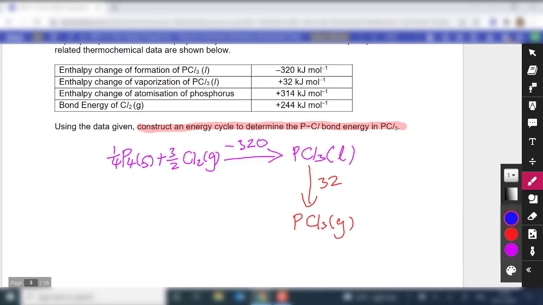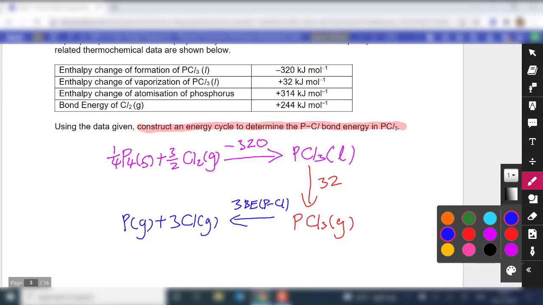Okay, and then what I'm going to do now is I'm going to atomize my phosphorus as well as Cl2. The reason is once I subject PCl3 to the relevant bond energy, in this case 3 multiplied by the bond energy of P-Cl, what I'm going to end up with will be the relevant gaseous atoms. In this case, 1 mole of phosphorus gaseous atoms and 3 chlorine gaseous atoms.